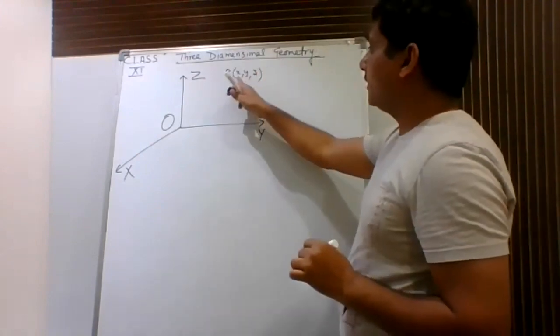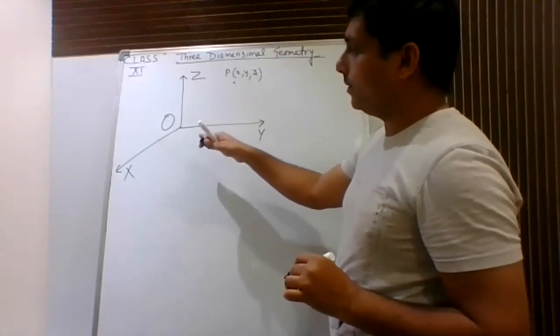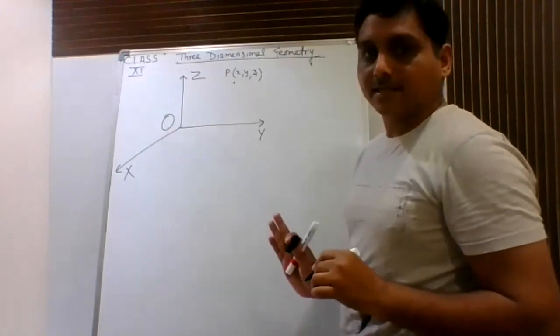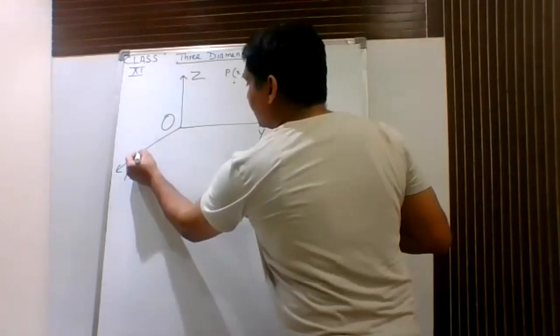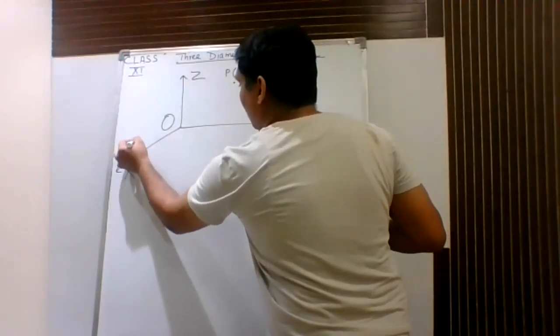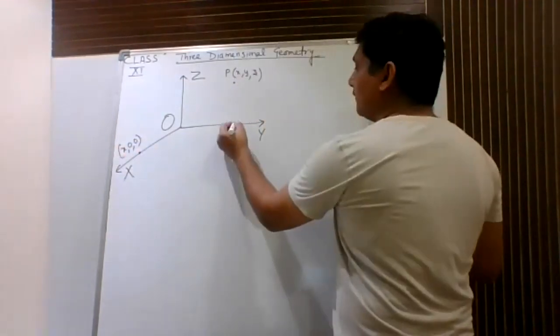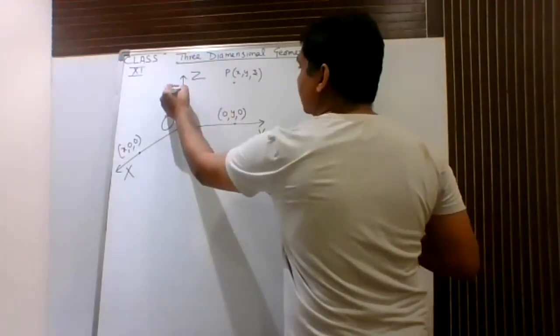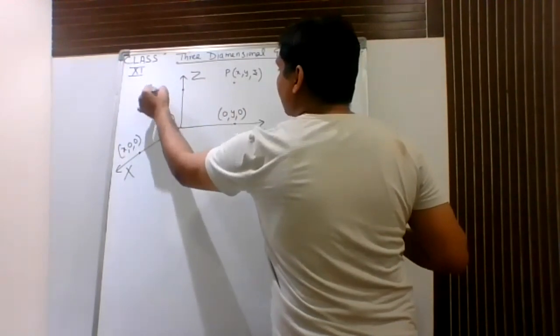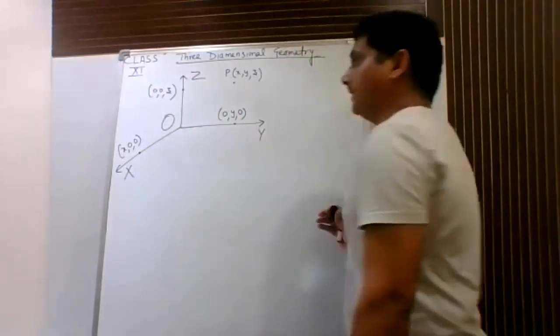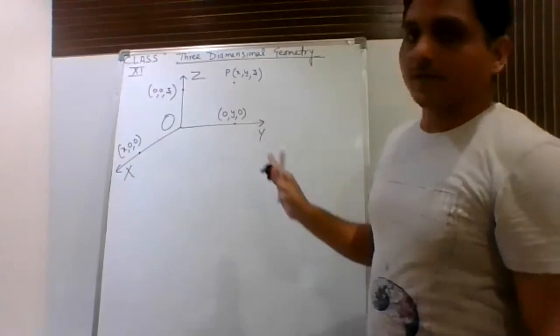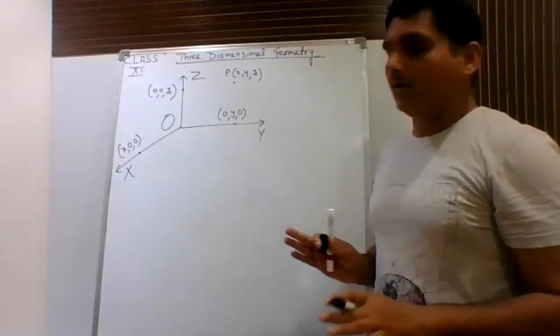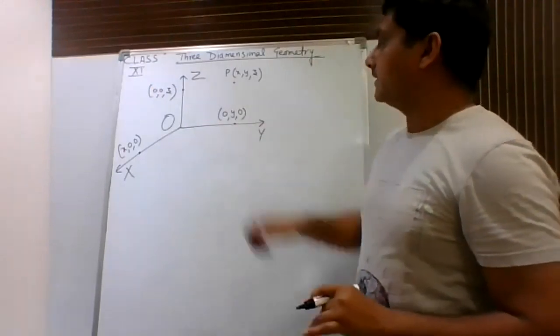Now based on this coordinate, if I ask you the coordinate of any arbitrary point on the x-axis, then that will be x comma 0 comma 0. Same way on the y-axis, it will be 0, y, 0. Same on the z-axis, it will be 0, 0, z. Right? So this is how we can write the coordinates on coordinate axis.